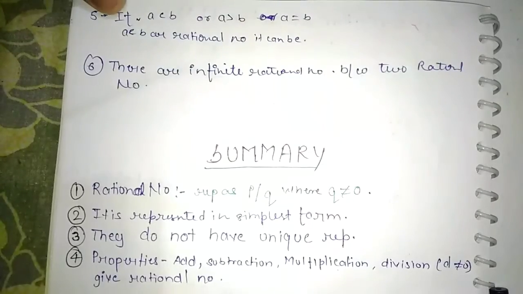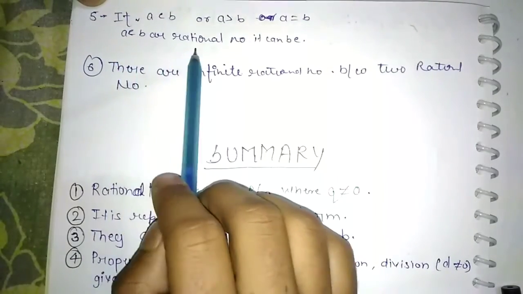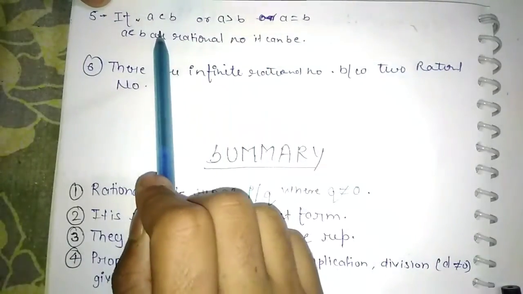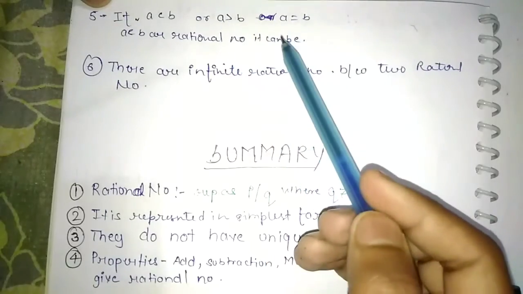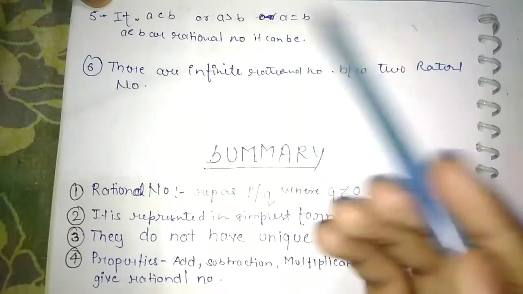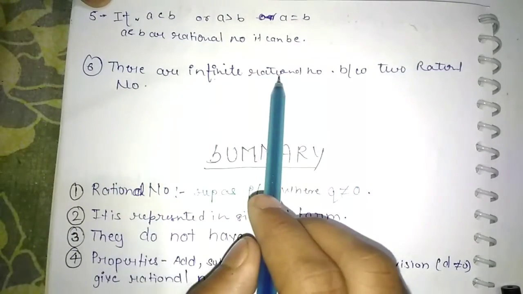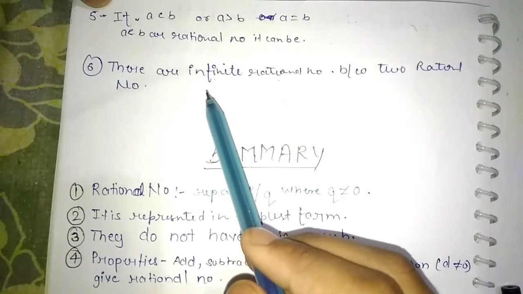Now we'll move to our next part, which is the fifth property. If a and b are ordered rational numbers, a can be greater than b, a can be less than b, and a will be equal to b if they have equal value. There are infinitely many rational numbers between two rational numbers. I have told you earlier.